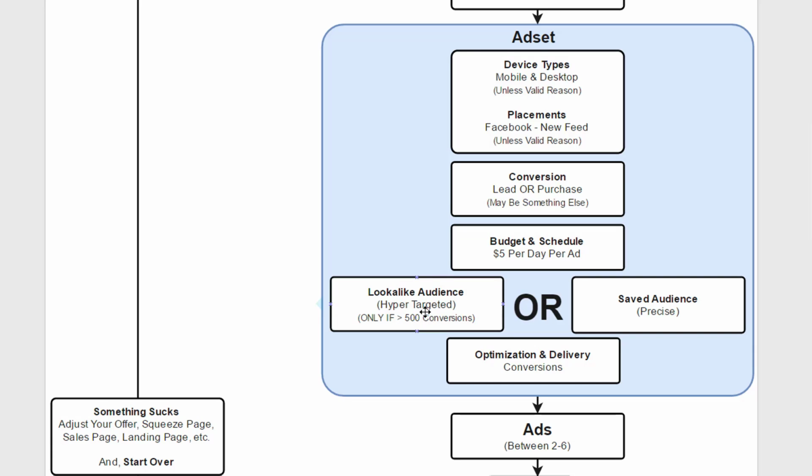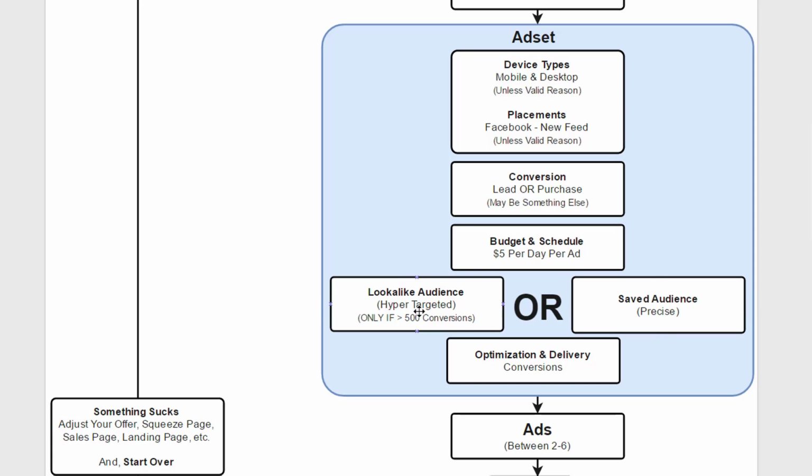But if we don't have a custom audience with more than 500 conversions, we're just going to go ahead and use a saved audience, which is that choose your own audience feature that Facebook offers. And we're going to use precise interests when developing that audience. That's why I have precise written here. We're not going to go with a broad audience. You're going to pick exactly who you believe is your ideal customer.